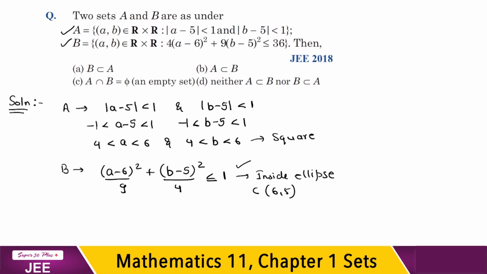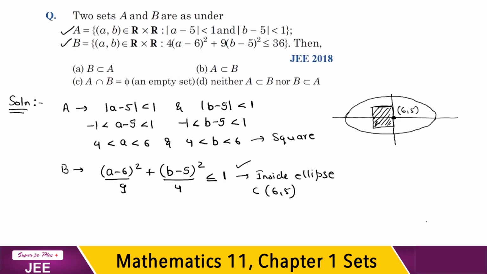So now if we were to draw the figure corresponding to both set A and set B, we will get an ellipse in this way. Now this point is not the origin, but in fact it is the center of this ellipse, which is (6, 5), and set A represents a square in which sides are lying from 4 to 6. So it will be something like this.